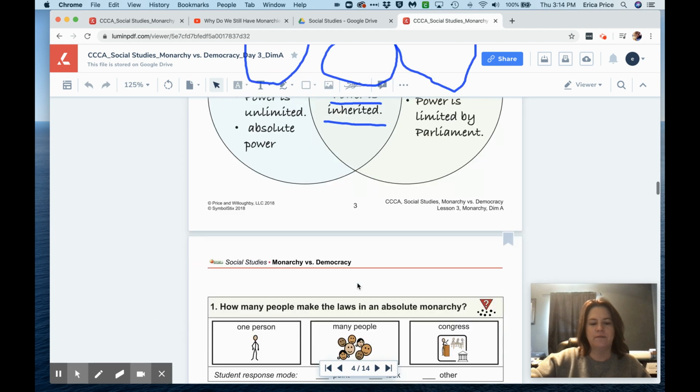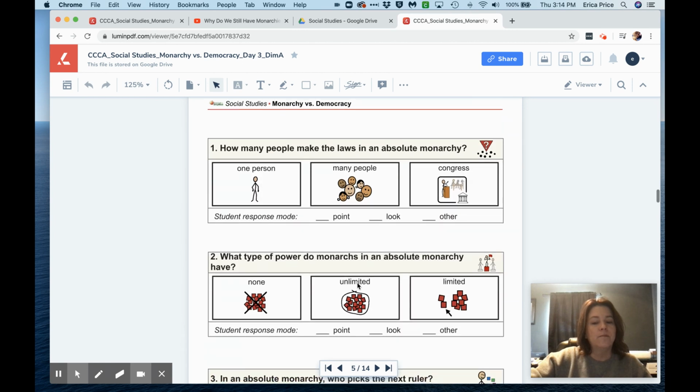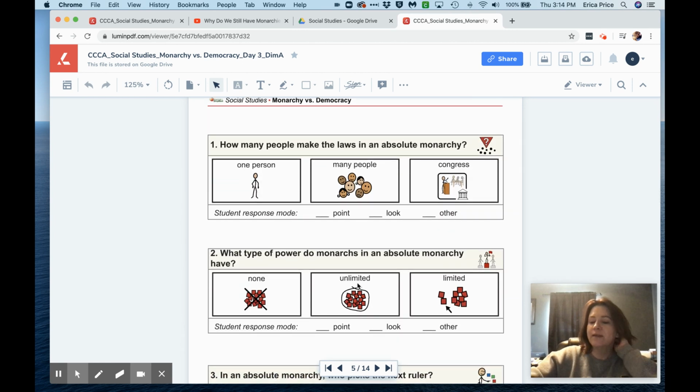Let's keep looking. So now we're going to answer some questions. Make sure, if you did not get pencil and paper before we started, that you hit pause, you go grab pencil and paper, and then you come back and hit play.